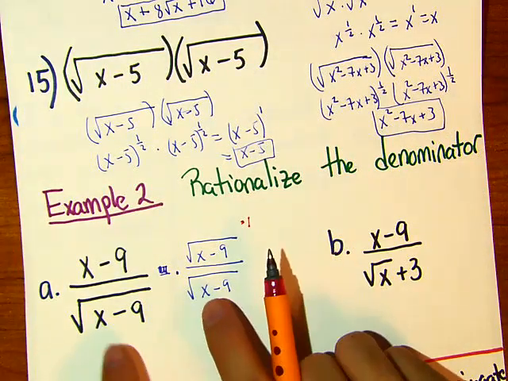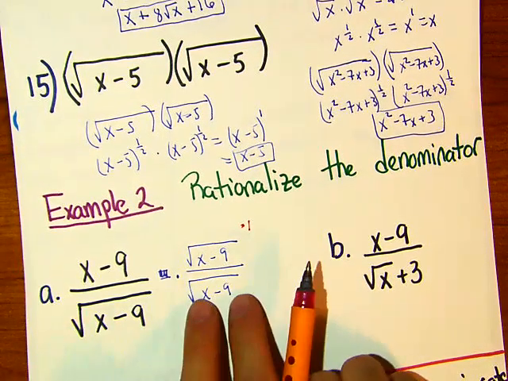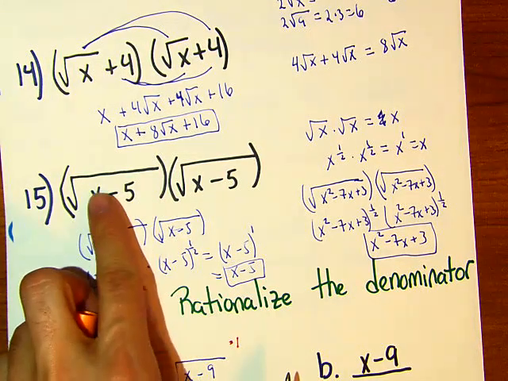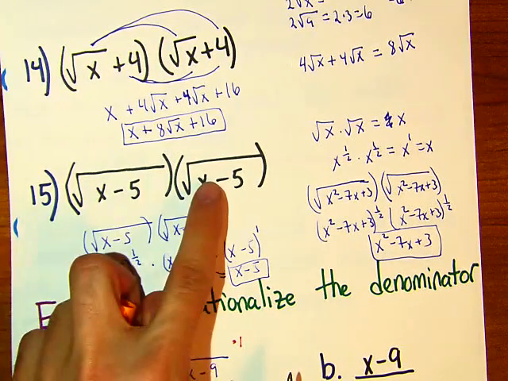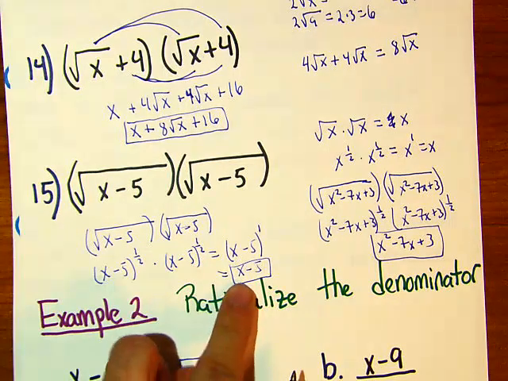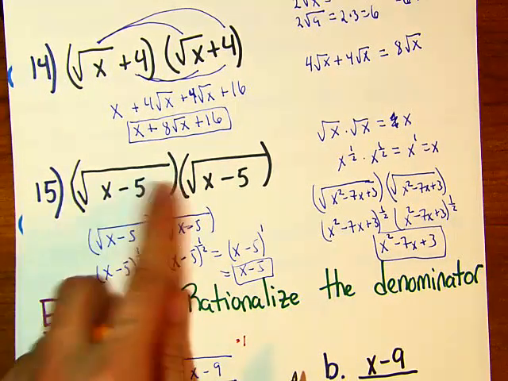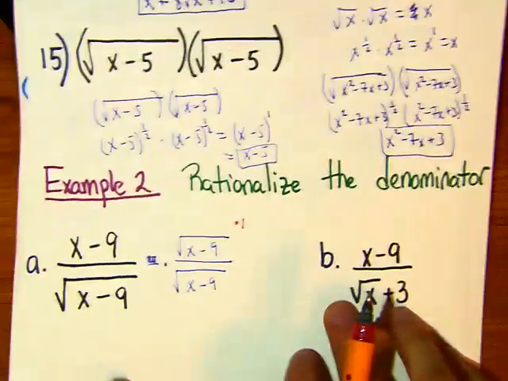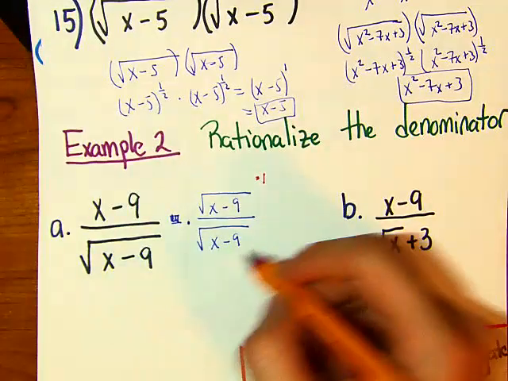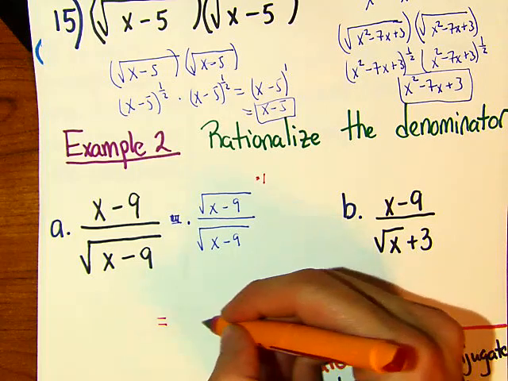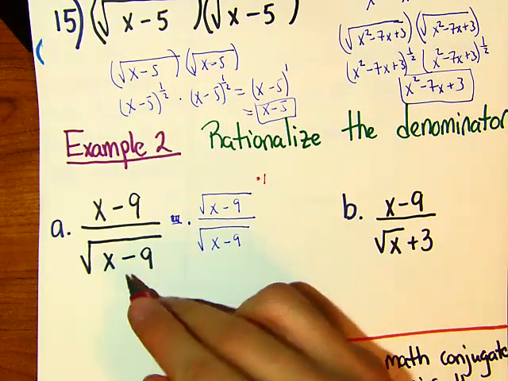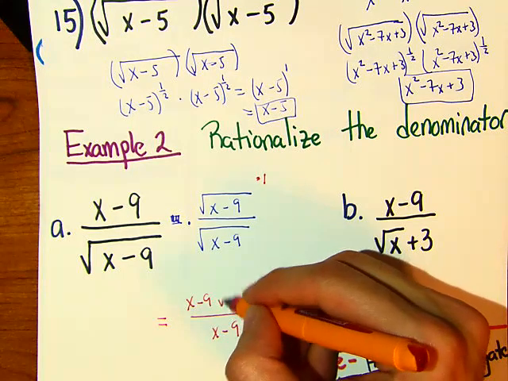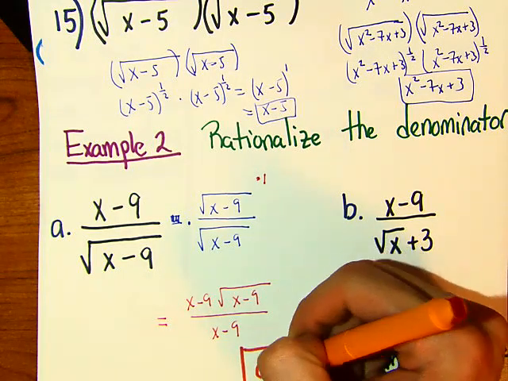And notice that if you multiply this times this, the same way we multiplied square root of x minus 5 times square root of x minus 5, which was just x minus 5. What did we accomplish? We got rid of that radical. And that's what we're going to do here. We're going to get rid of this radical. So what will happen to the denominator? The denominator is just equal to x minus 9, right? And the numerator is x minus 9 times the square root of x minus 9.